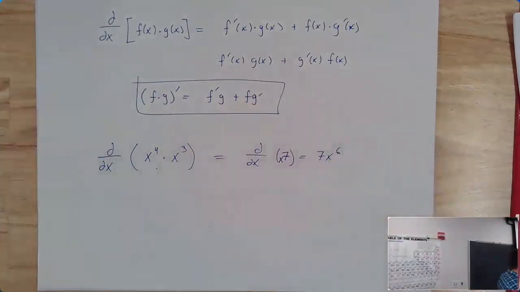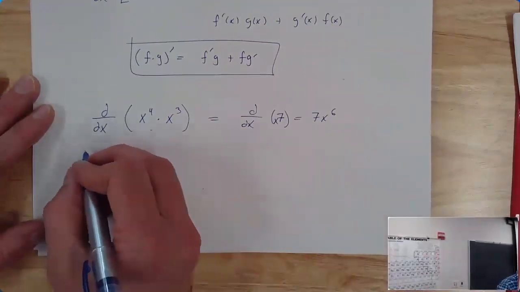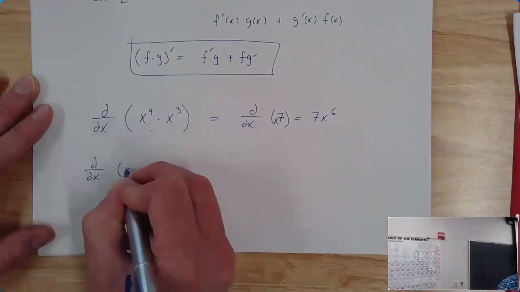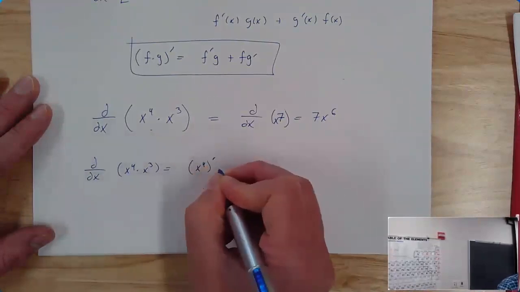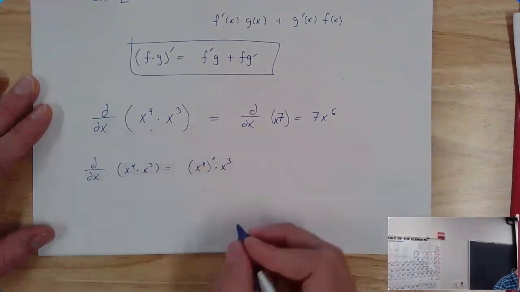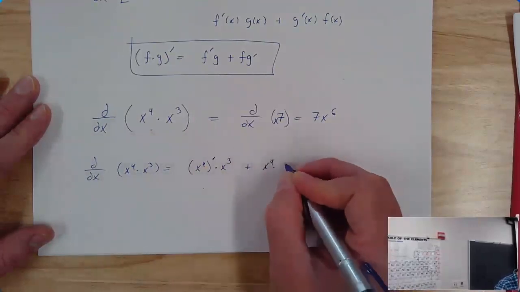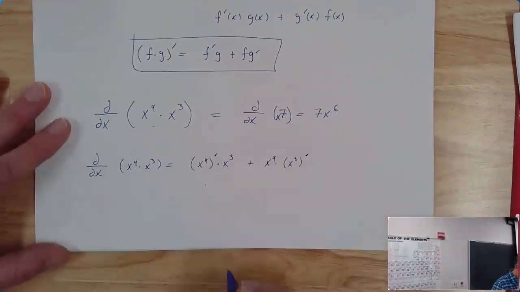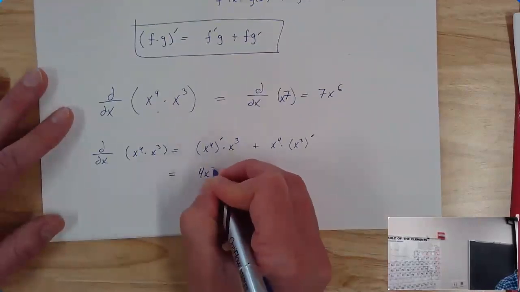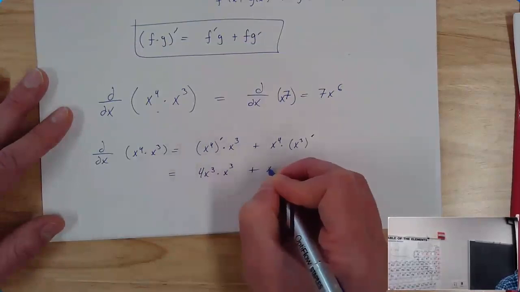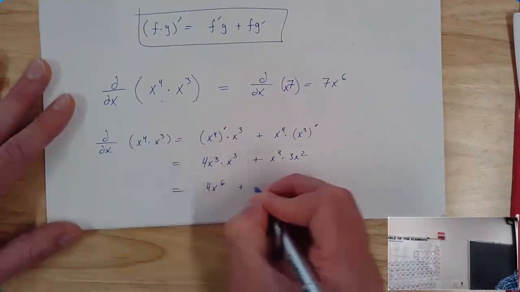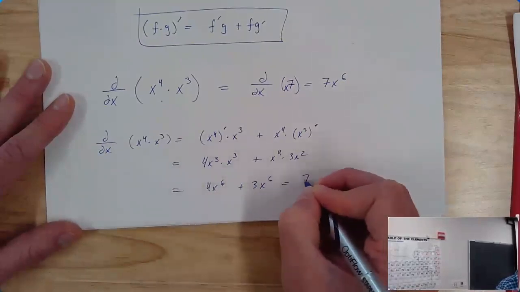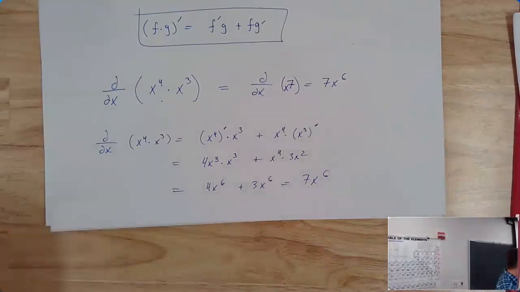And I think, yes, of course, that's true. But then let's actually do it the other way. So let's actually use the product rule and say the derivative of x to the fourth times x to the third is equal to the derivative of x to the fourth times the not derivative of x to the third plus x to the fourth times the derivative of x to the third, which is going to be 4x cubed times x to the third plus x to the fourth times 3x squared, which is 4 times x to the sixth plus 3 times x to the sixth, which is indeed 7x to the sixth, as it should be.